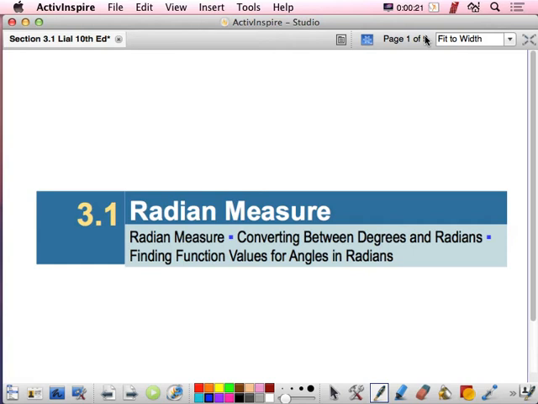So when we deal with angles, we can measure them in degrees or we can measure them in radians. And from now on, you need to be really careful when dealing with an angle and make sure you know whether it's in degrees or radians and treat it as such. Let's see if we can figure out what a radian actually is.